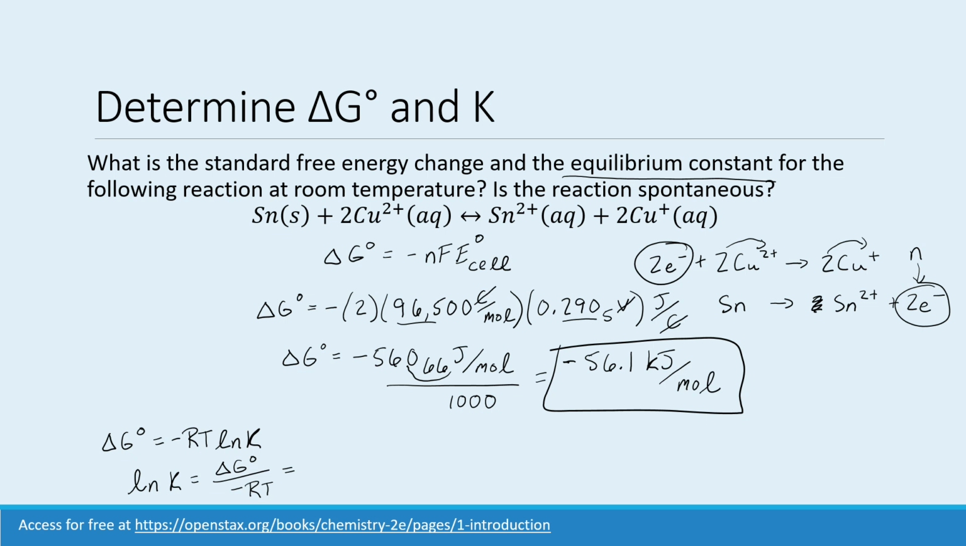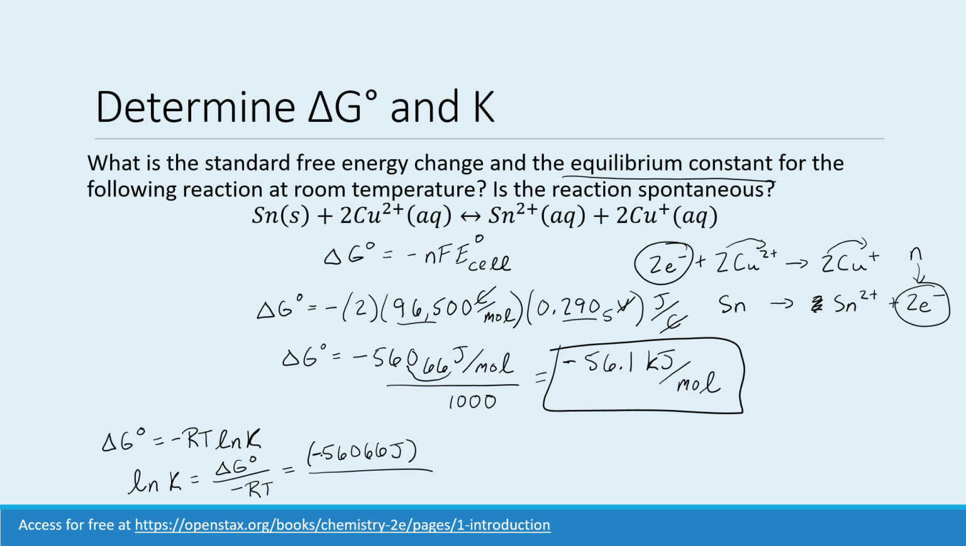And so we can plug in those values. Of course, delta G, we want to put that back into joules, because our R value is in joules per mole Kelvin. So you're either going to have to change the R value to match the kilojoules, or you could just use the 56,066 joules that we started with for that delta G value.